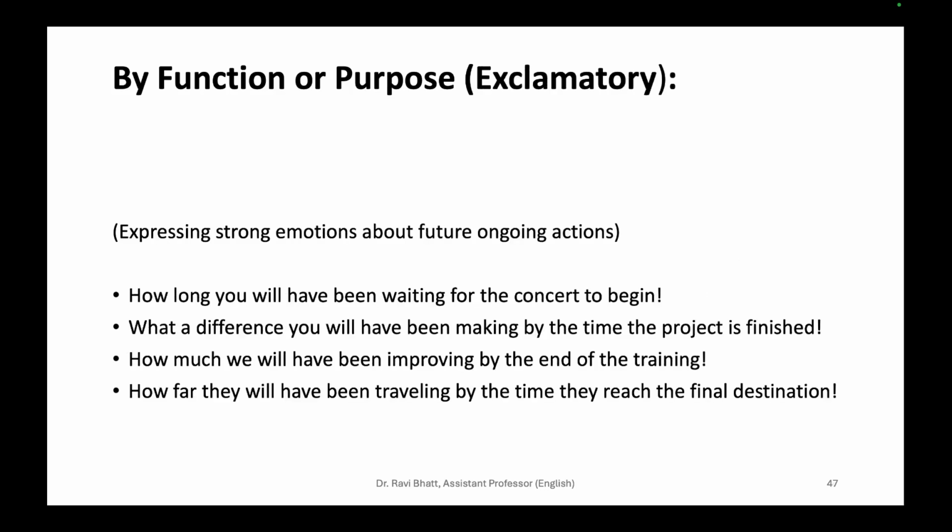Now, exclamatory statements, these are the statements that express strong emotions about future ongoing actions. Now, how long will you have been waiting for the concert to begin? Or what a difference you will have been making by the time this project is finished? Or say, how much we will have been improving by the end of the training? Or say, how far they will have been traveling by the time they reach the final destination. Now again, all these sentences are expressing strong emotions about some future ongoing actions.